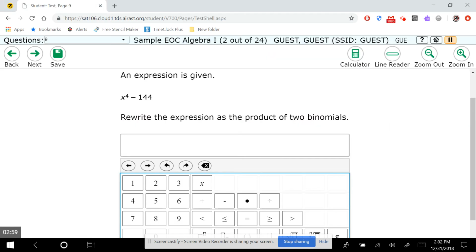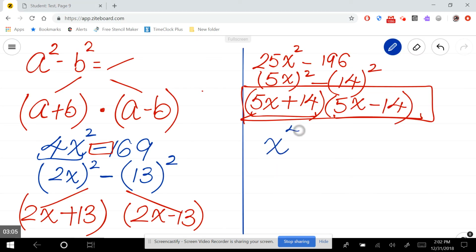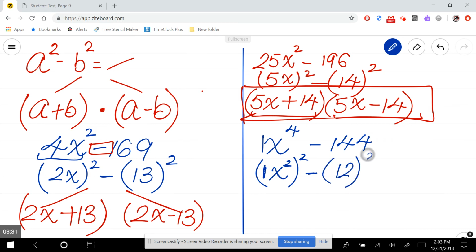Now let us go back to our question, which is x to the power of 4 minus 144. Let us write that down first: x to the power of 4 minus 144. Remember, we have to break them down into squares of something. So x squared, the whole squared, because 2 times 2 is 4. If it's a 1 here, I may or may not use it, it doesn't matter. Next one, what squared is 144? 12. So I will do the square of 12.